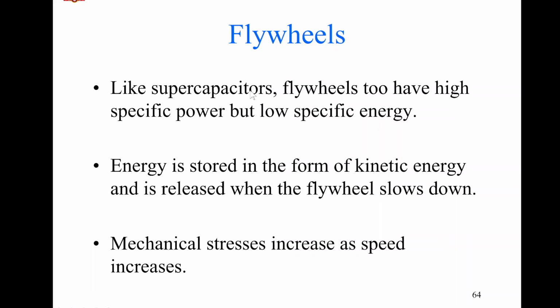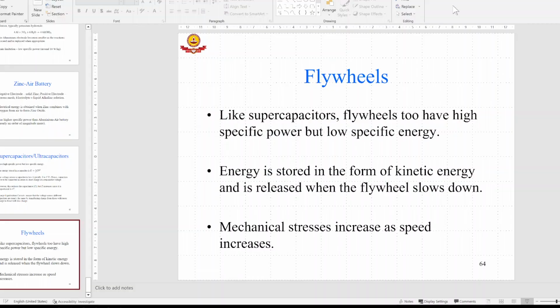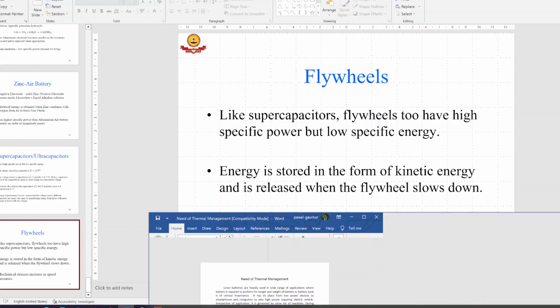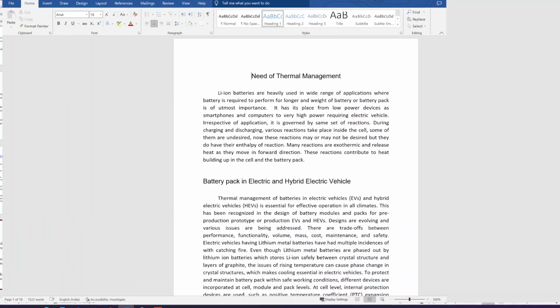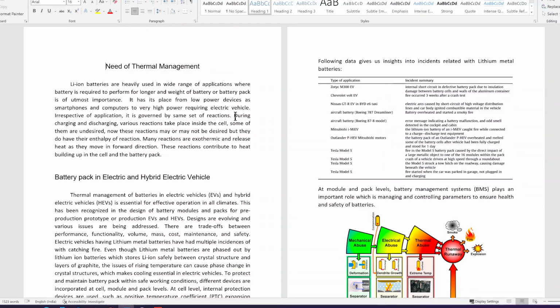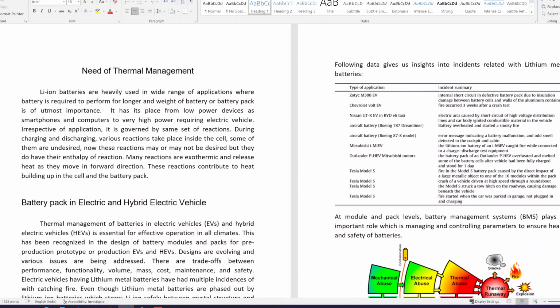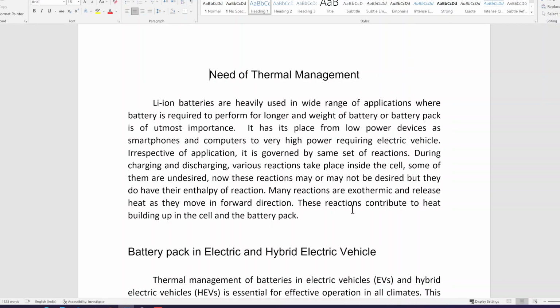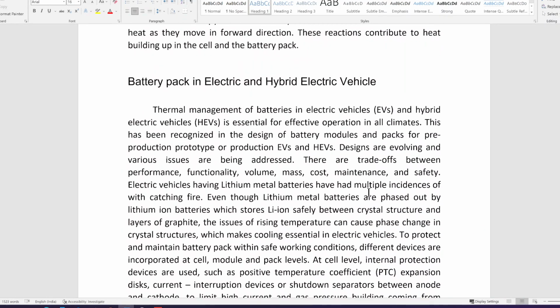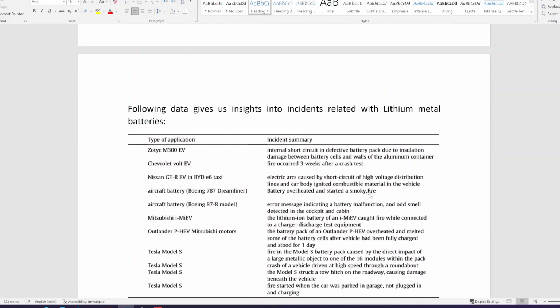All right, so I think that is all on the energy storage aspects. But today I also wanted to have a little more discussion on some notes I found, which I wrote long back, on the need of thermal management. So I will be sharing these notes, but I will also go through a few of the illustrations.